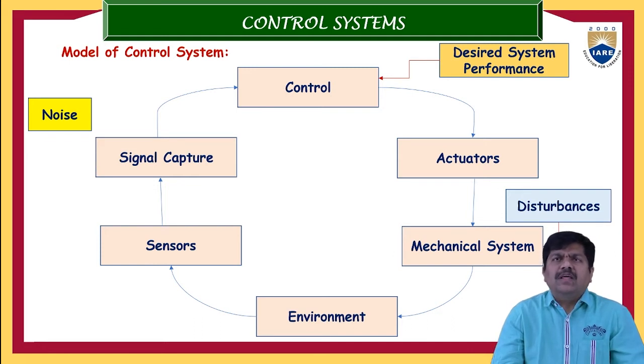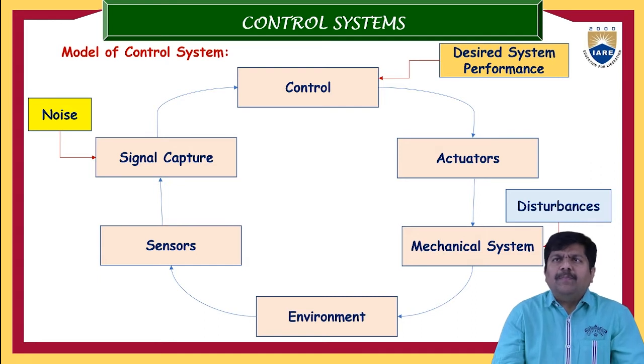Now what happens sometimes is that by connecting the probes to the CROs, we might have unnecessarily inserted some noise into the system. That noise also plays a vital role while capturing the signal. So these are the different disturbances we can see in the system.